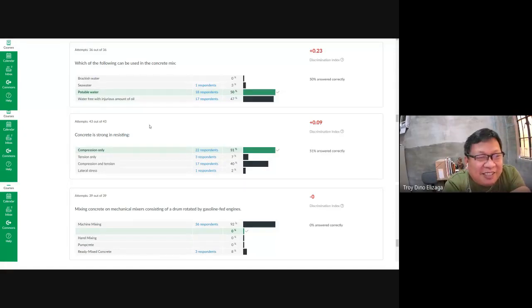The reason why I included this is because a lot of you answered also compression and tension. So those who answered this, please take note that it's only compression, because it's a significant number. That's why I get a little disturbed. I mentioned it in the lecture that it's compression only.